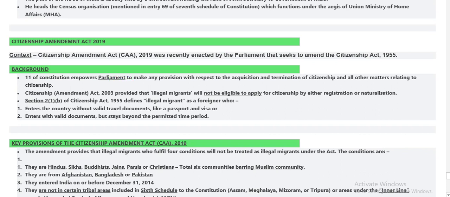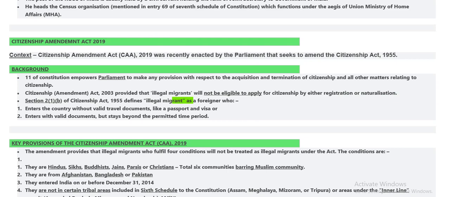Citizenship Amendment Act 2019. Context: Citizenship Amendment Act, CAA, 2019 was recently enacted by the Parliament that seeks to amend the Citizenship Act, 1955. Background: Article 11 of Constitution empowers Parliament to make any provision with respect to the acquisition and termination of citizenship and all other matters relating to citizenship.